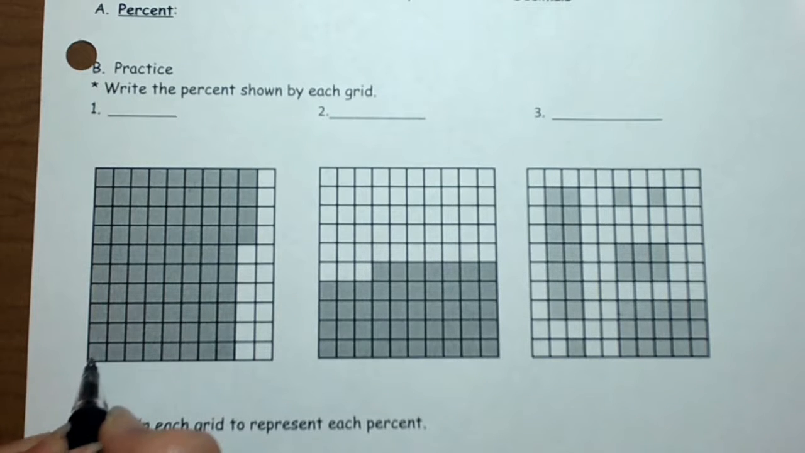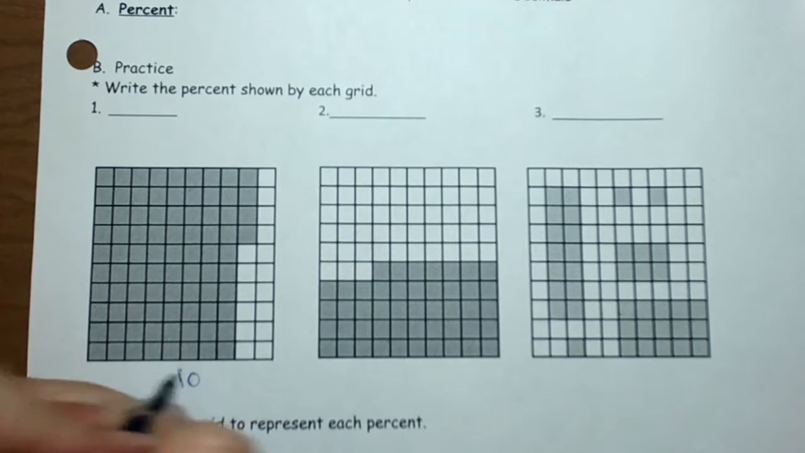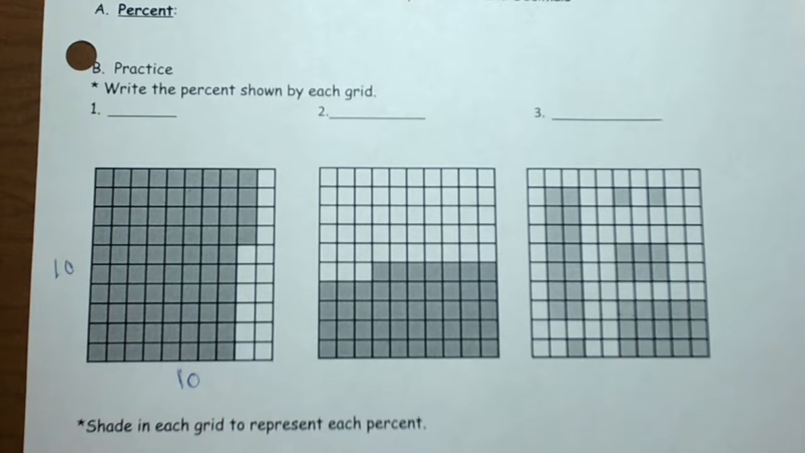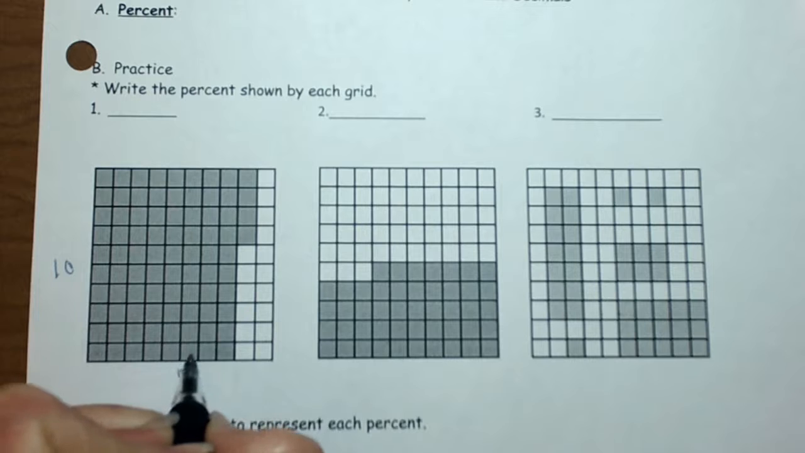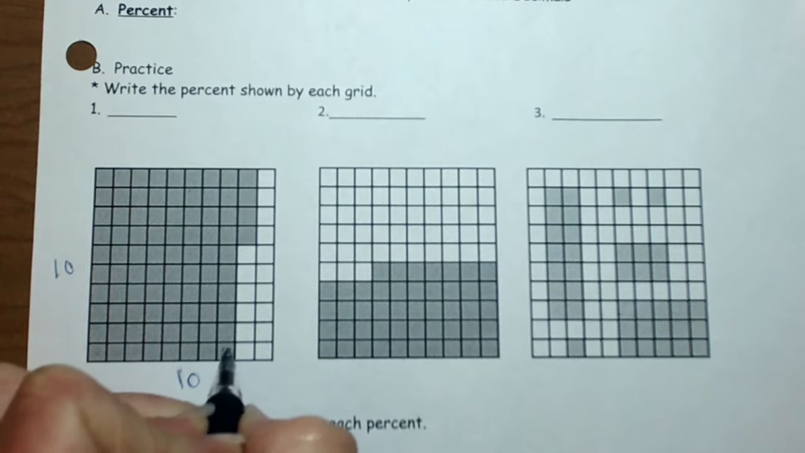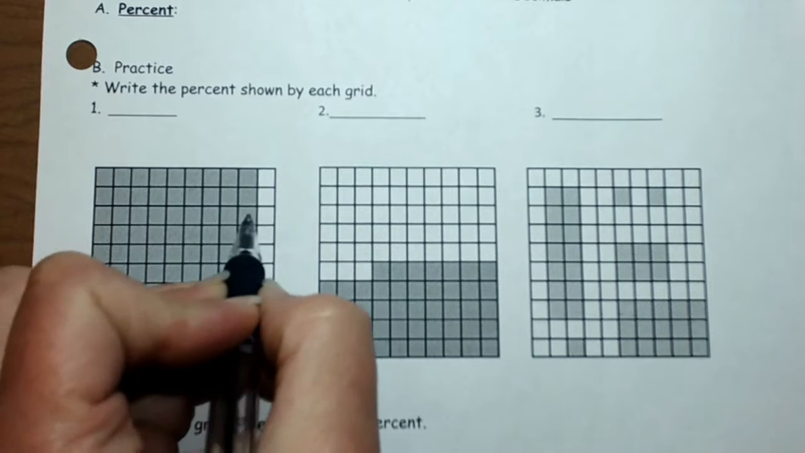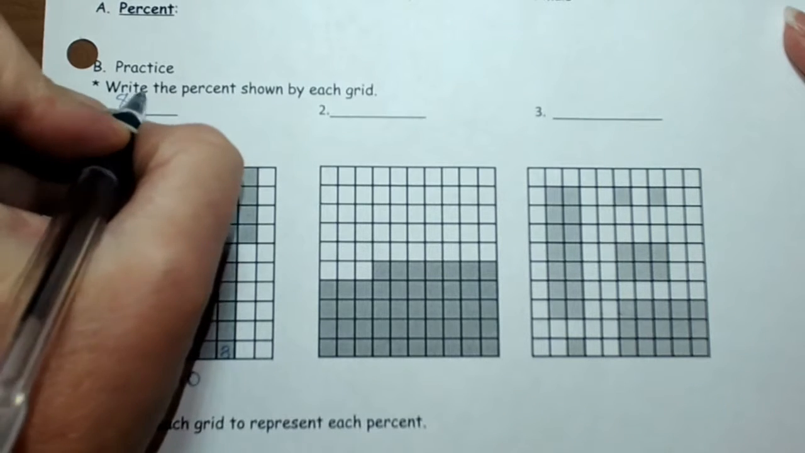So what is my grid? I can count across here. I have 1, 2, 3, 4, 5, 6, 7, 8, 9, 10. And I also have 10 going up the side here. So there are 100 squares in my grid. So right now I have 1, 2, 3, 4, 5, 6, 7, 8. So 8 by 10 right here is 80 plus 1, 2, 3, 4. So I have 84 squares shaded out of my 100. So that is 84%.